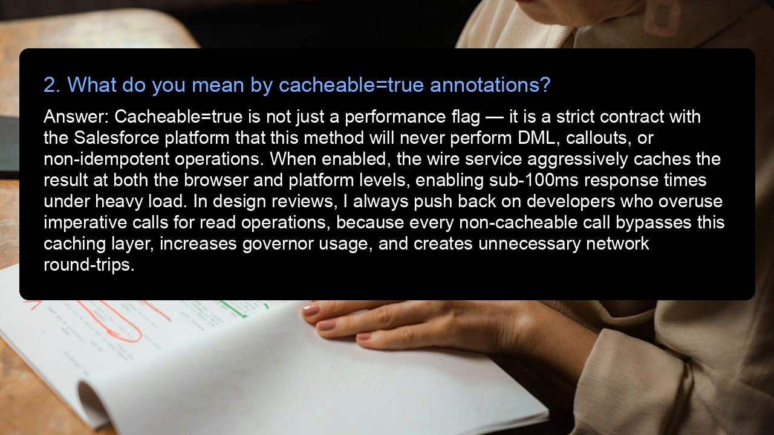times under heavy load. In design reviews, I always push back on developers who overuse imperative calls for read operations, because every non-cacheable call bypasses this caching layer, increases governor usage, and creates unnecessary network round trips.